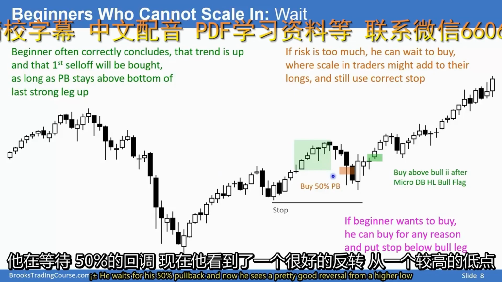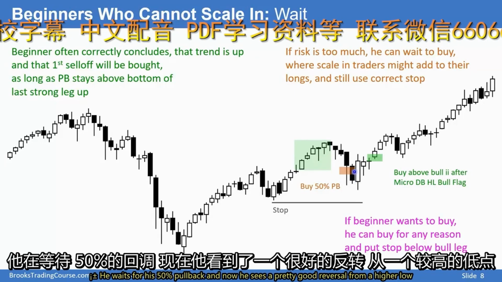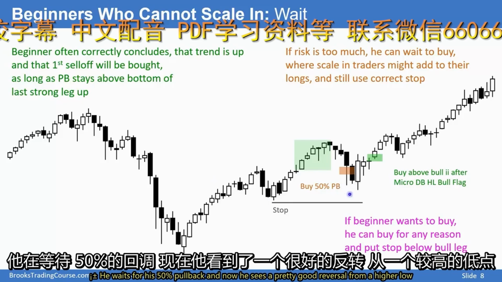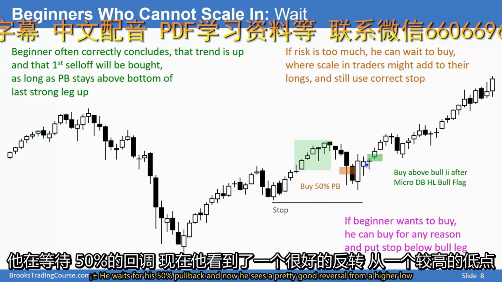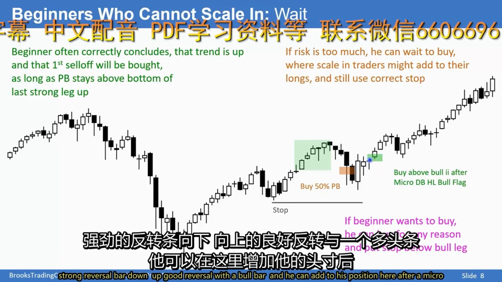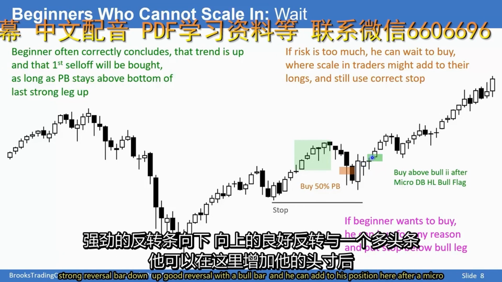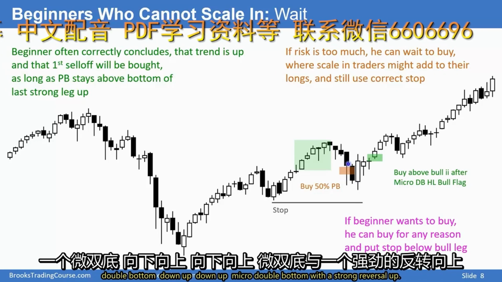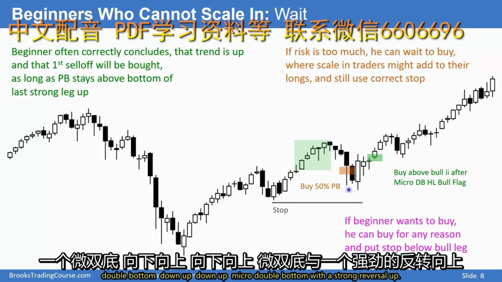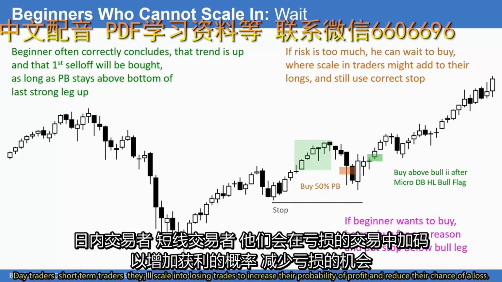He waits for his 50% pullback, and now he sees a pretty good reversal from a higher low, strong reversal bar, down, up, good reversal, II with a bull bar, and he can add to his position here after a micro double bottom, down, up, micro double bottom with a strong reversal up.